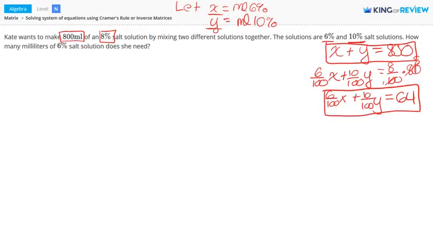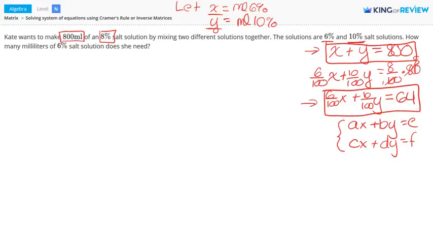Now we need to solve for x and y. So to do that, we're going to use a method called Cramer's rule. Now, Cramer's rule will use determinants to solve the system of linear equations. So if we have two equations that are in this form, ax plus by equals e, and cx plus dy equals f, we can use Cramer's rule to solve this system. That is, find x and y. And you can see that our two equations here are in this same format.